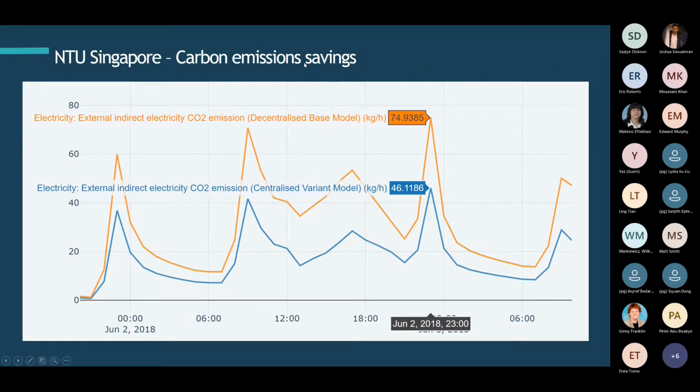And this is just the predicted carbon emission savings for that. You could see that by moving towards a district cooling system, you can expect at times almost half the CO2 emissions.